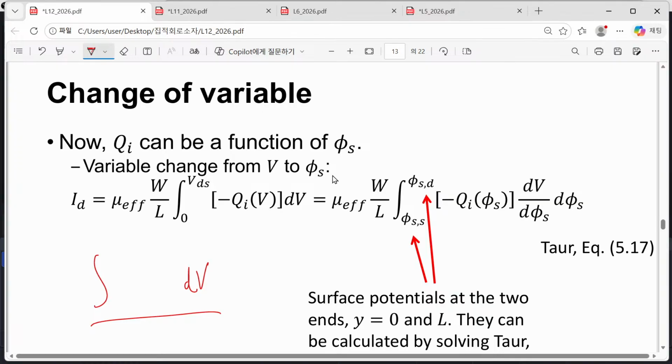So simply speaking, after we finish this model development, there is no integral at all. Although we had a double integral, two integrals, by introducing this new model, changing q sub I as a function of phi sub s, not of v, now we can get quite a simplified result. So then let's have a look at this one.